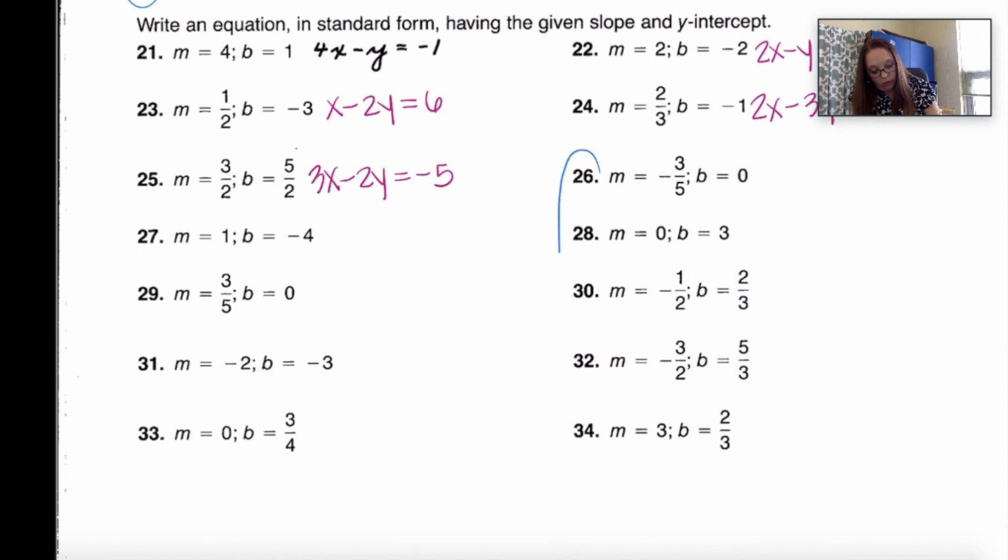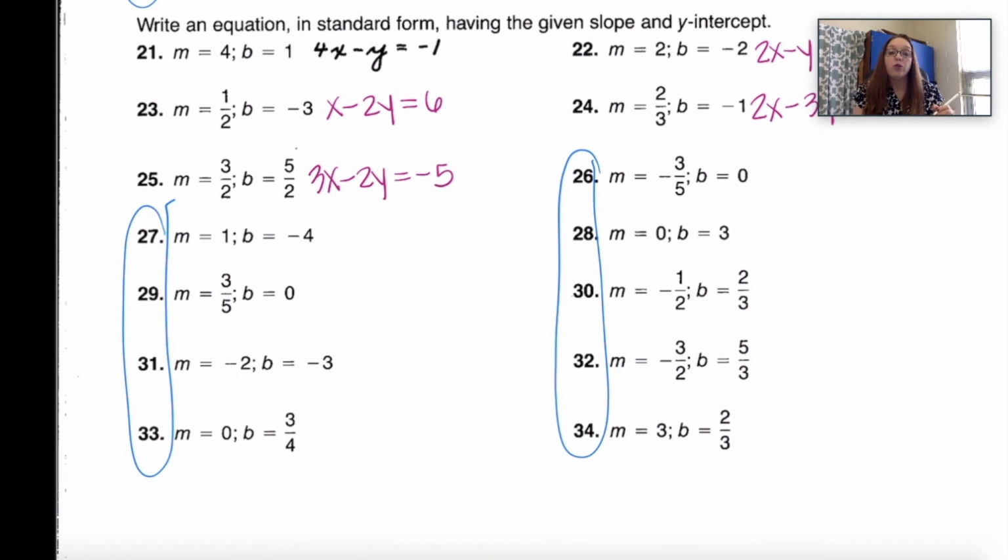Okay, now it's your turn. You're going to do the remaining problems, problems 26 through 34. So pause the video and complete those problems now. Make sure you're showing your work. Good luck.